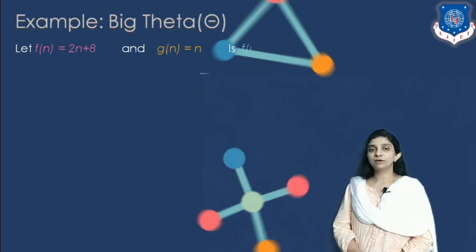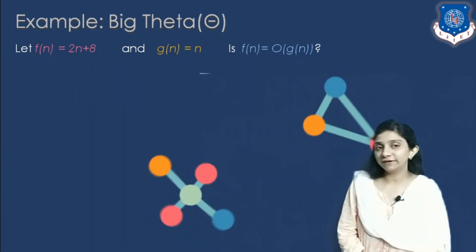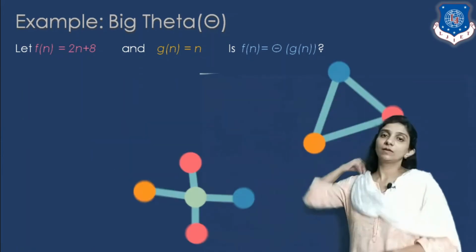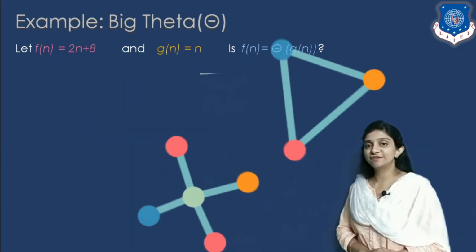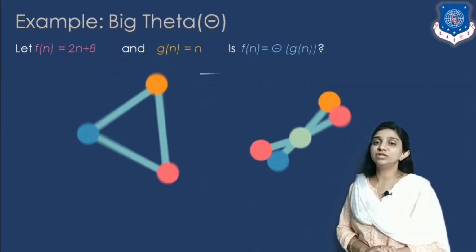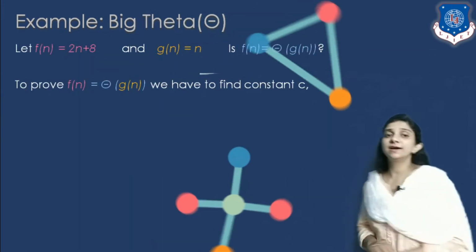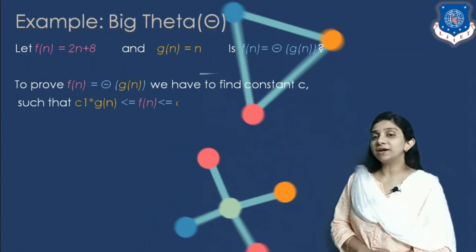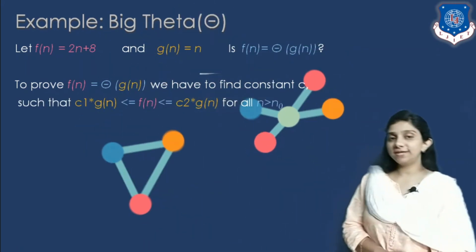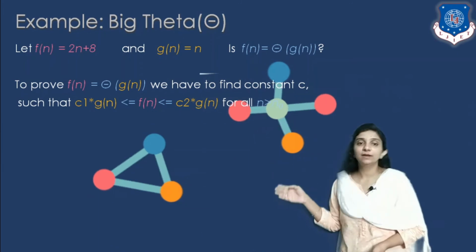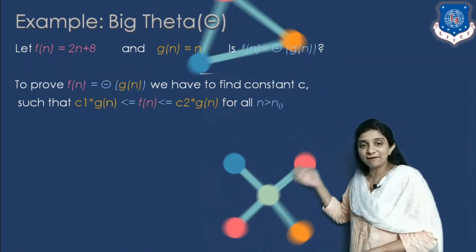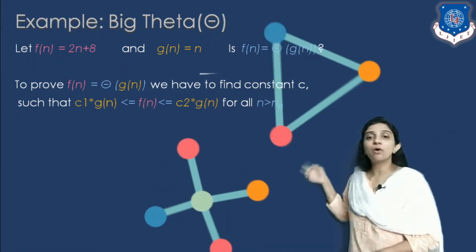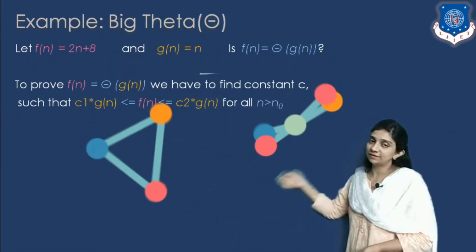Take an example of big theta. My f of n is 2n plus 8, while g of n is equal to n. Can I say f of n is equal to theta of g of n? To prove that, we have to show that f of n is in theta of g of n. We find constants such that the condition c1 g of n is less than or equal to f of n, which is less than or equal to c2 g of n, for all n greater than n naught is satisfied.